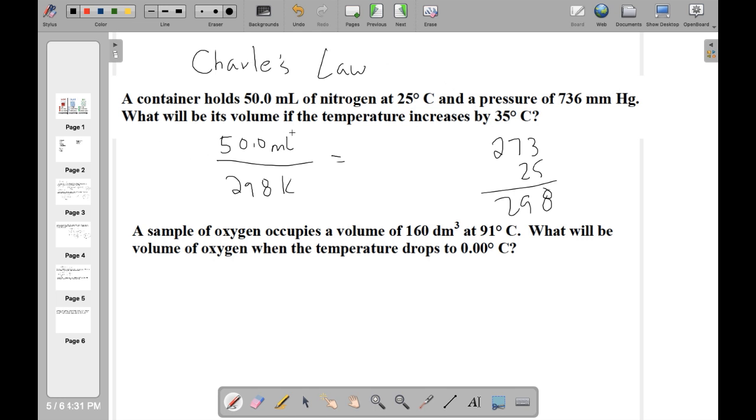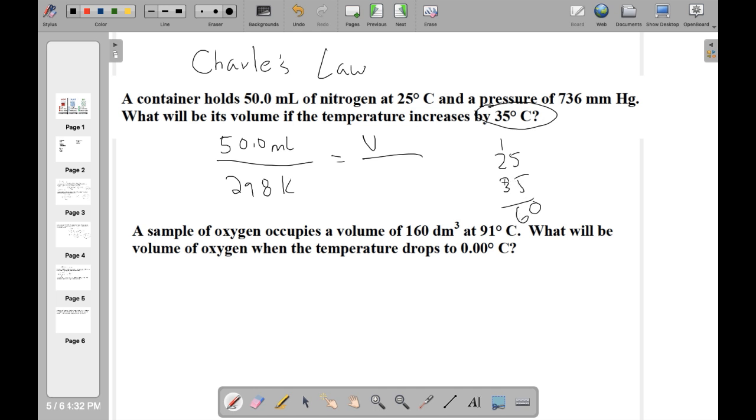What will be its volume if the temperature increases by 35? So I don't know the volume here. And this is a little tricky here. It just says if the temperature increases by 35. Okay, well they're trying to be a little tricky here. That's what they like to do in chemistry. Well, if my initial temperature was 25, if I increase it by 35, my temperature should be 60 degrees.